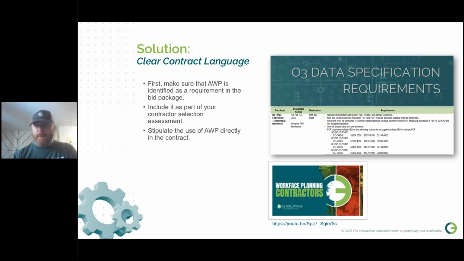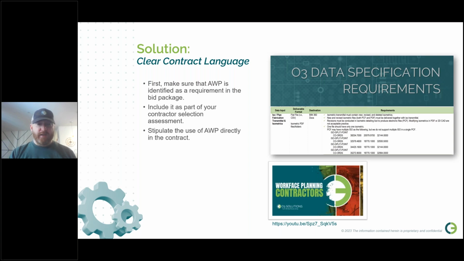Stipulate the use of AWP directly in the contract. So yes, you put it in the bid documents, but make sure it's in the contract. If it's not in the contract, they don't have to do it. They won't do it simply because you asked nicely most of the time. These are just the reluctant contractors. Some contractors will do it as a matter of course. This is just for dealing with the reluctant ones.